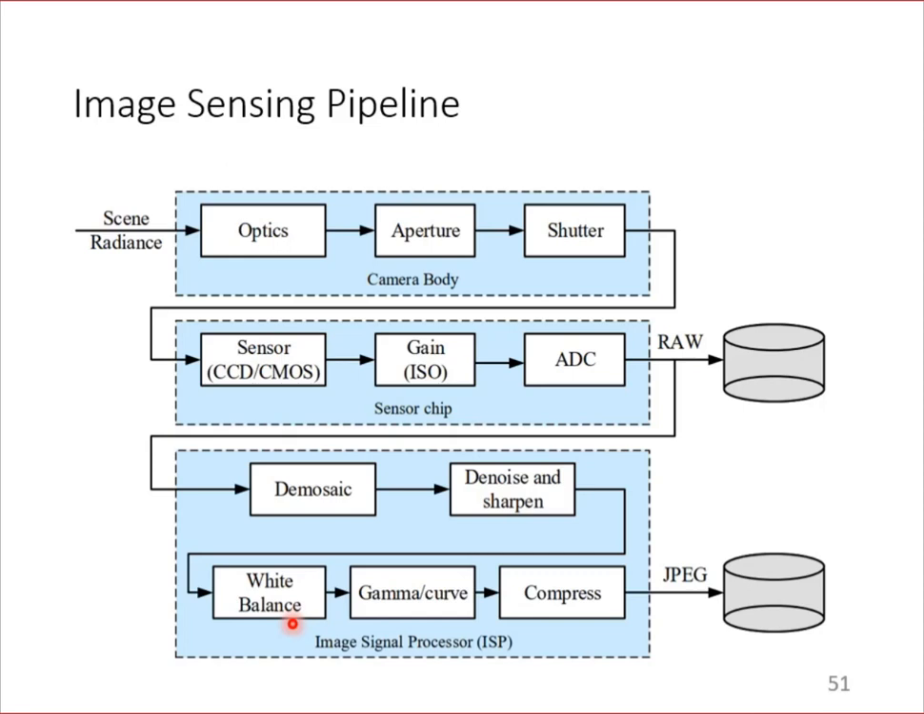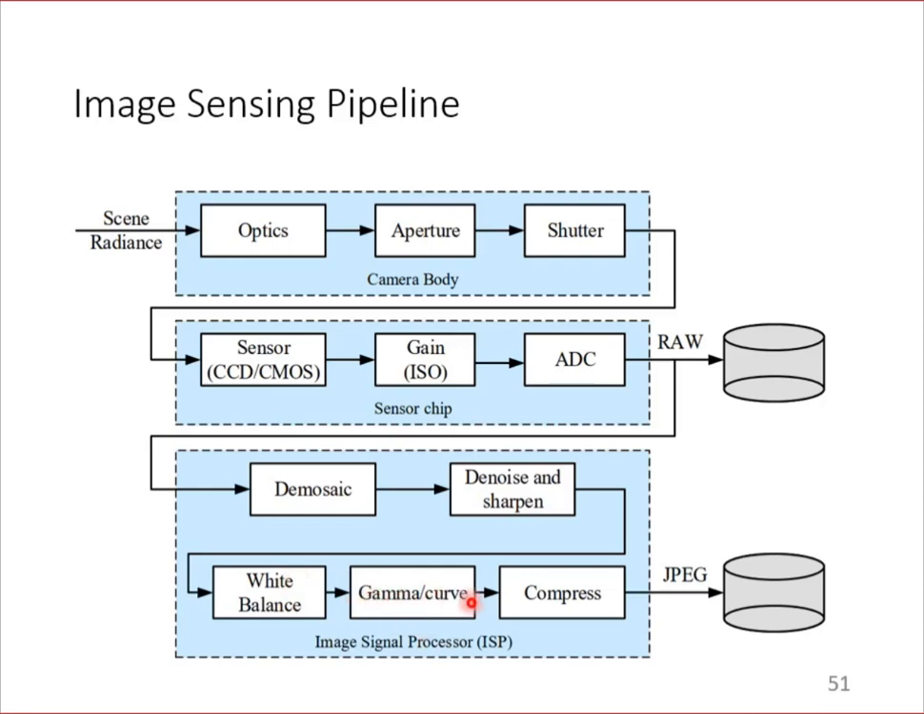D65 is close to white, and D50 is yellow. So when we take a picture, our device needs to adjust the white, otherwise the image will look too yellow or too blue.